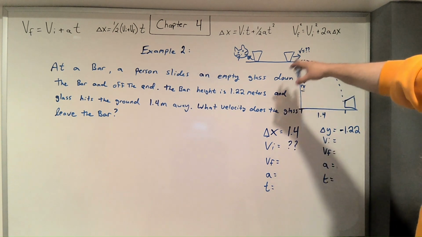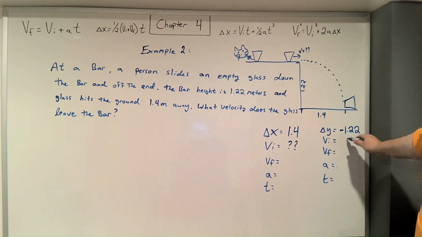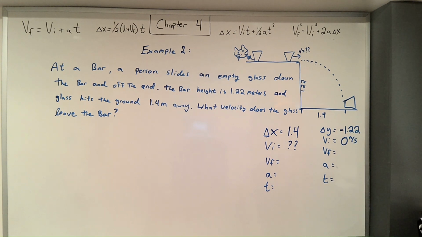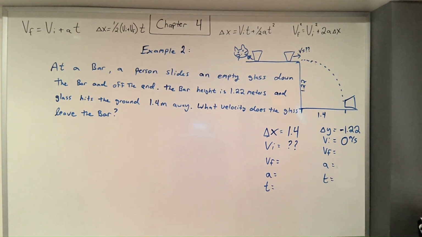So when the glass, or whatever it is, leaves the bar, there is no velocity in the y direction. Okay, so it's these subtle things, being able to read them and draw them and figure out what's going on. It's these little subtle things. So there's no initial velocity in the y direction. There's no speed up or down on the glass. The glass simply goes off and then begins to fall.